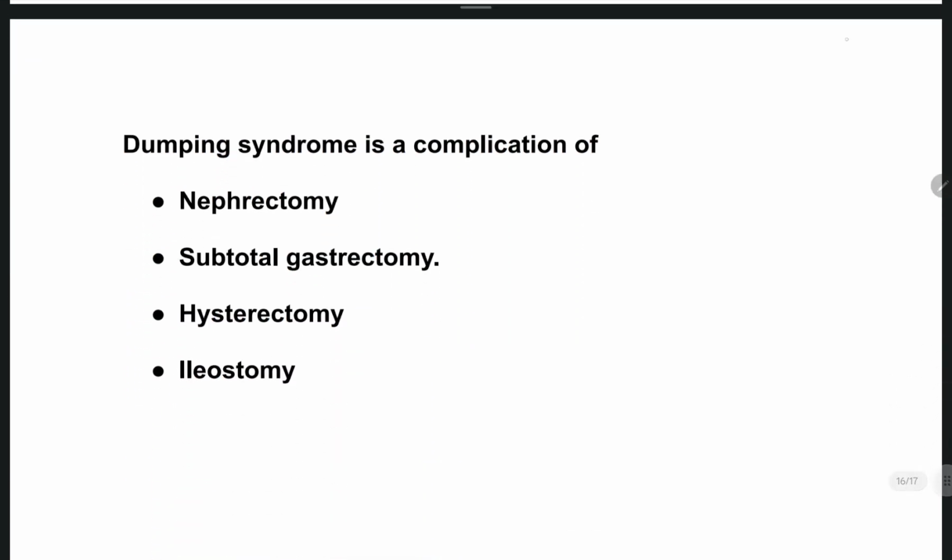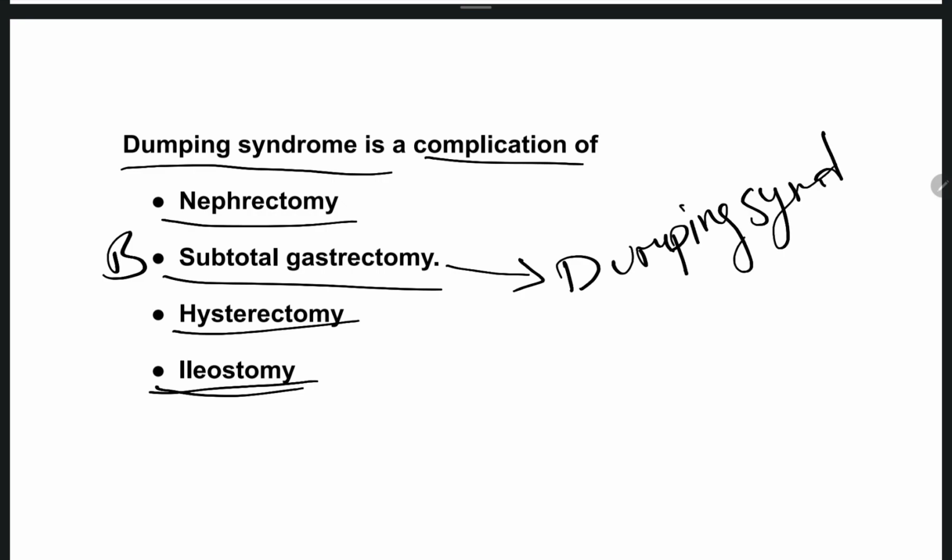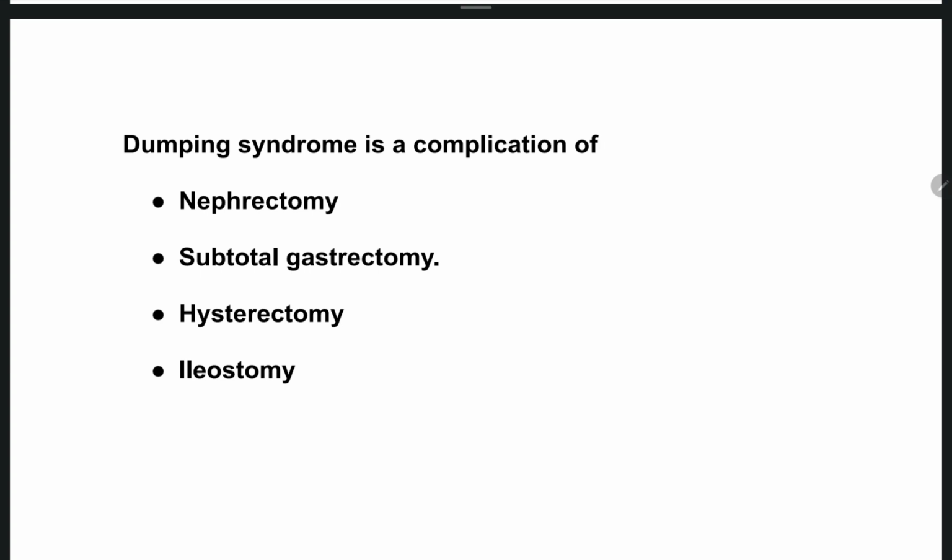The next one is dumping syndrome is a complication of. Options are nephrectomy, subtotal gastrectomy, hysterectomy, ileostomy. The right one is option B, subtotal gastrectomy. So in this condition, the patient is having the dumping syndrome. What is the meaning of dumping syndrome? In this condition, the patient will have different clinical features like diarrhea, vomiting, and feeling light-headed or otherwise tired after eating food.